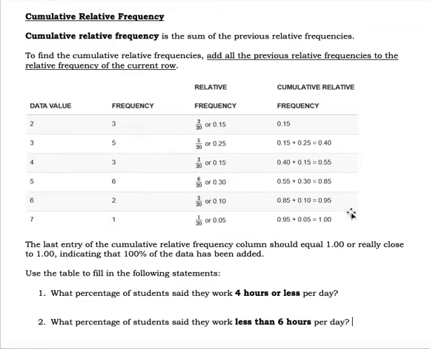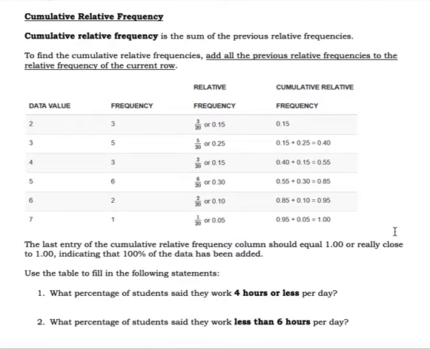A way you can double check yourself is by verifying that your last cumulative relative frequency is 1. The last entry of the cumulative relative frequency column should equal 1 or really close to 1, indicating that 100% of the data has been added.